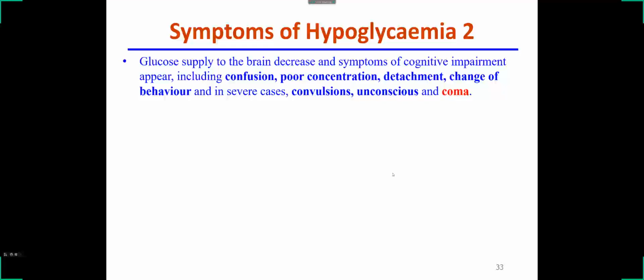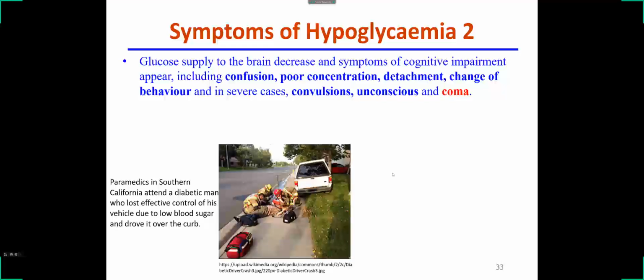Typically, the biggest risk is when someone is driving a car and becomes hypoglycemic. They are obviously a risk to themselves and to society.